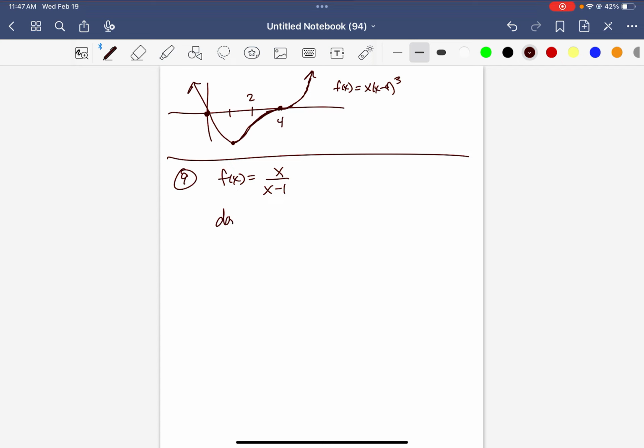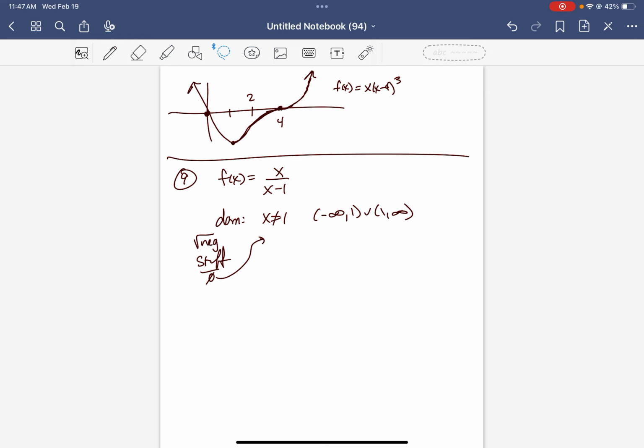So first, when I look at the domain of this thing, we see x can't be 1 because that would make the denominator 0. So my domain is negative infinity to 1, and then 1 to infinity. Because remember, we worry about square root of a negative and stuff over 0. So stuff over 0 is only going to happen where the denominator is equal to 0. So that means x can't be 1, and that's why we get this domain.